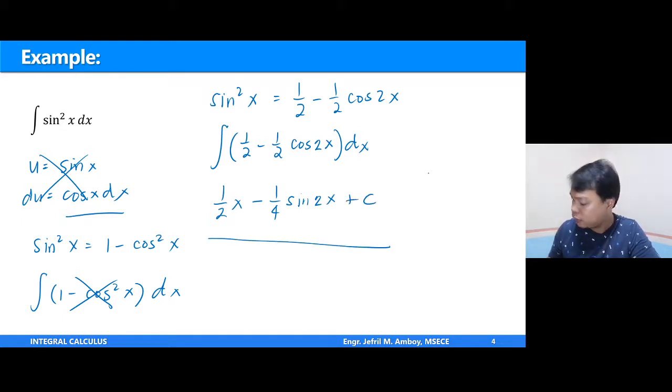So, yan na po yung sagot. Pangit naman ang underline ko. Pangit naman. Ayan.